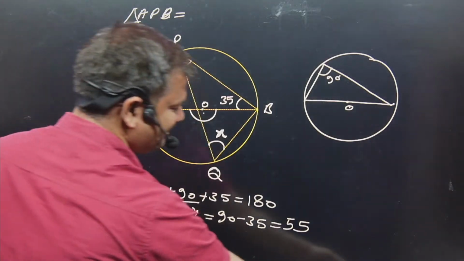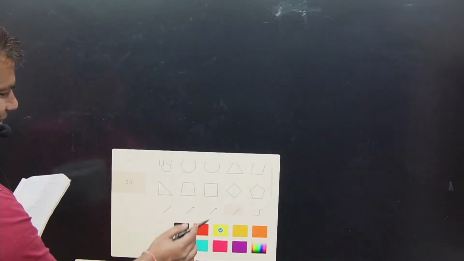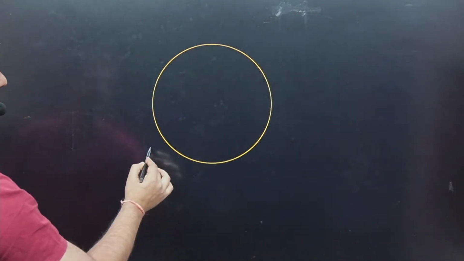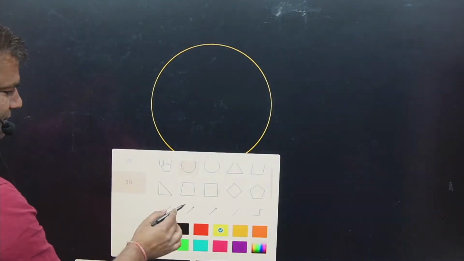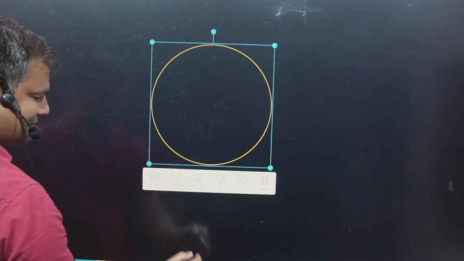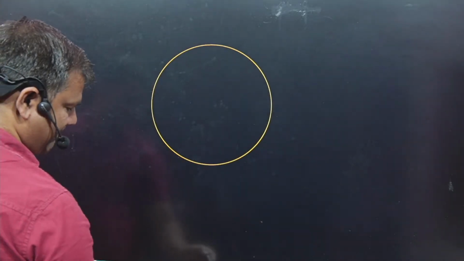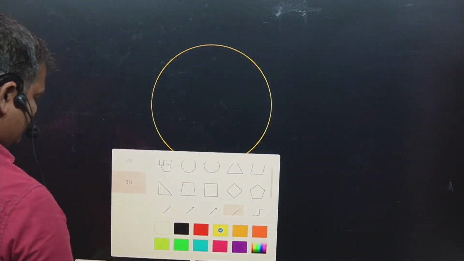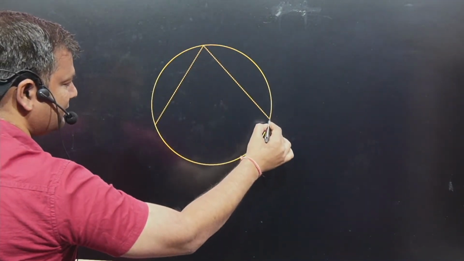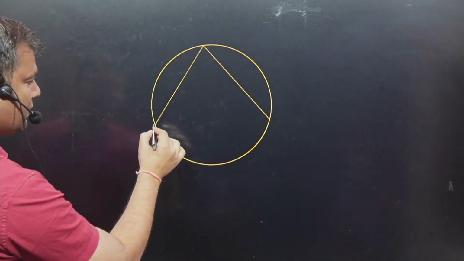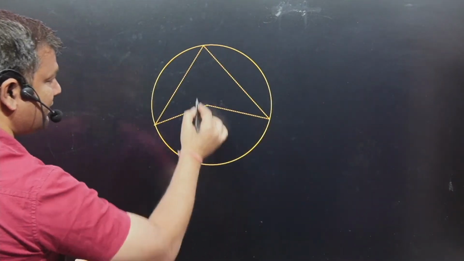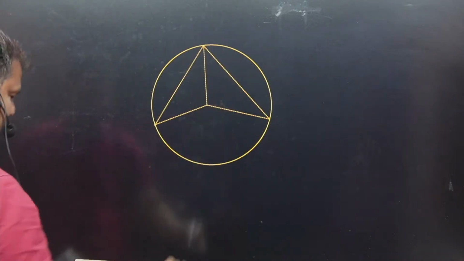Now the next problem. Suppose that this one is a circle. Look, O is the center of the circle, like that one. So from here to here is an angle, and a line is drawn.